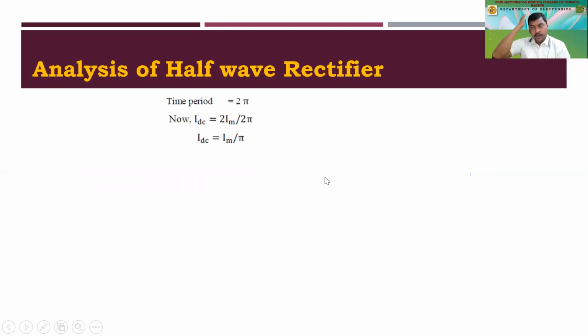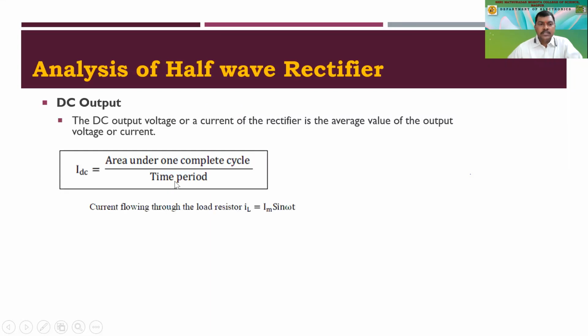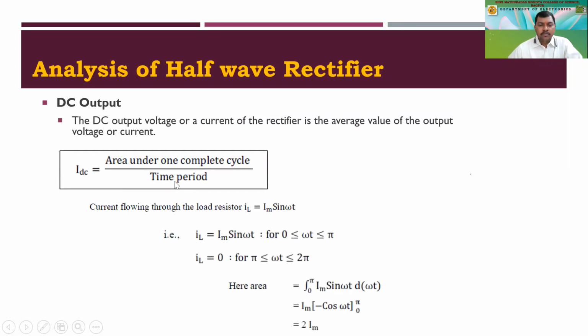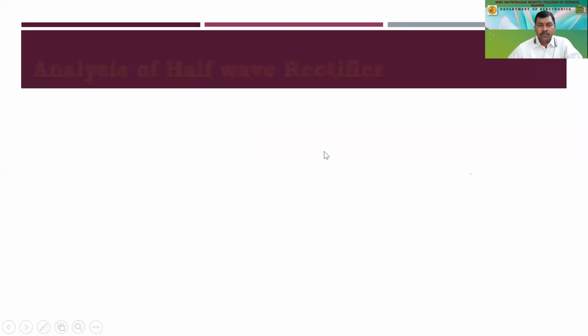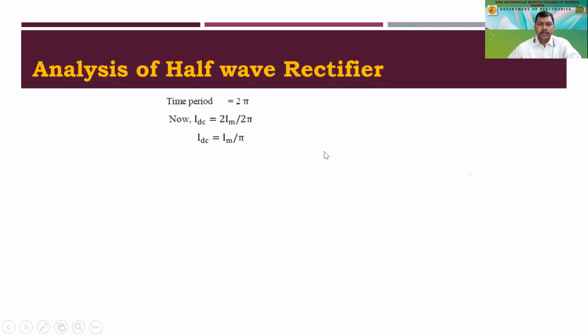Now, if you put the time period, that is equal to 2 pi, we can calculate the average current, that is IDC is equal to twice Im by twice of pi, and that is equal to Im by pi. So this is the average value, or we can say the DC output current value of the half wave rectifier, right? So I guess you have understood this much.